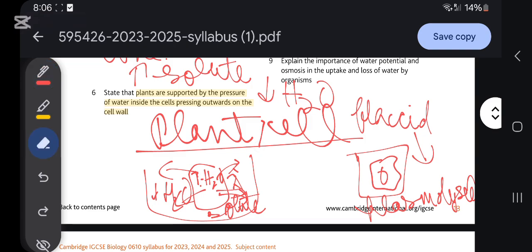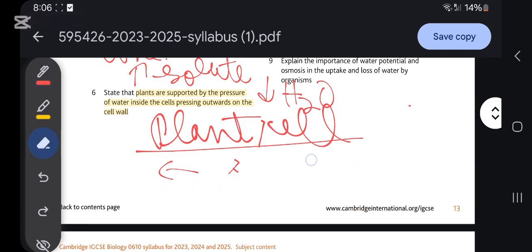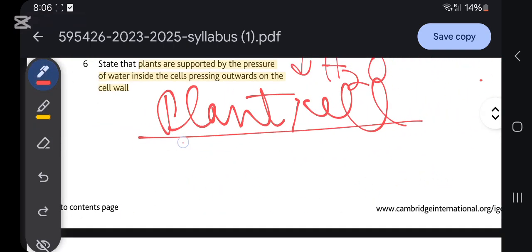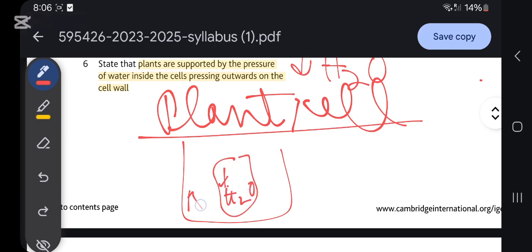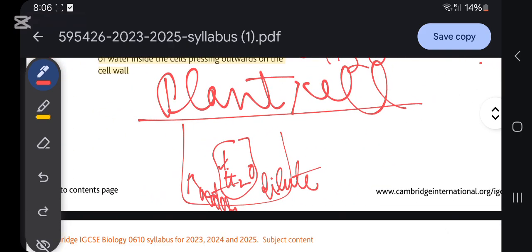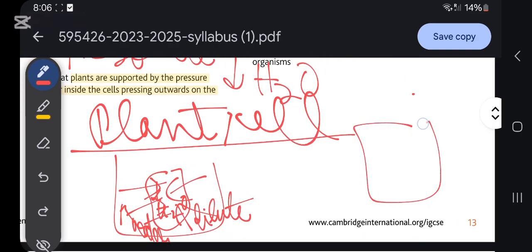Okay, so remember this. Next, what will happen if we place a plant cell in a solution that is dilute and the plant cell is concentrated? That is, the cell has less water and the outside has more water. This is more water, meaning it is dilute, and the inside of the plant cell is concentrated. So what is going to happen? The water will move from outside to inside of the plant cell, and the plant cell will become turgid.